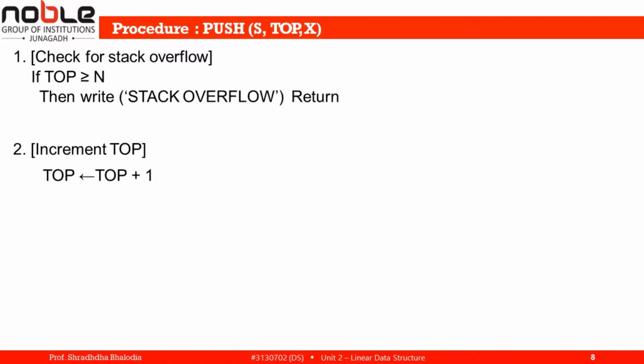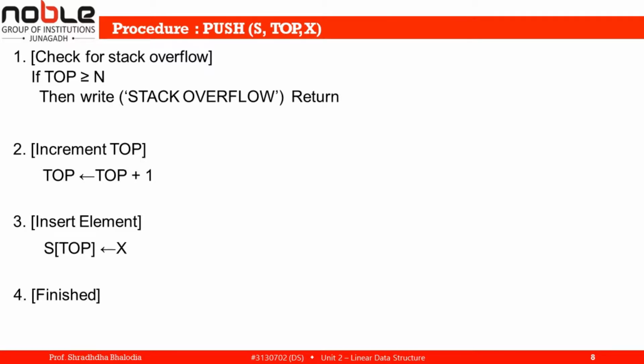Now we see the algorithm for push operation on stack. First, we need to check for overflow conditions. How can we check the overflow conditions? If top is greater than or equal to n, then we write stack is overflow, insertion is not possible. Otherwise, we increment top: top equals top plus 1, and then insert the new element x in the stack. So we write stack of top is equal to x. This is how we can add an element on the top of the stack.